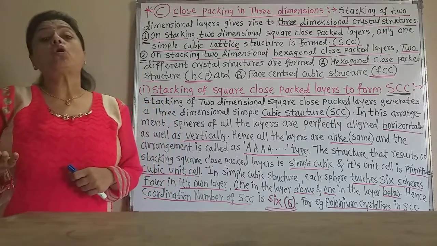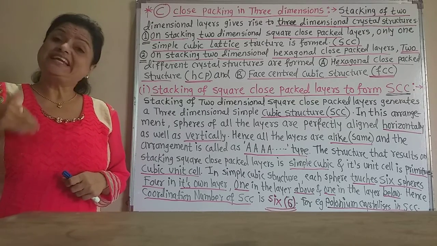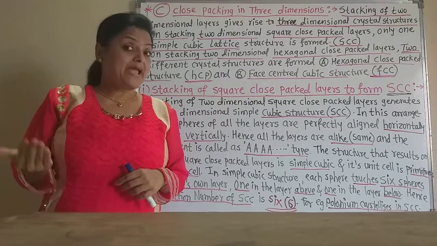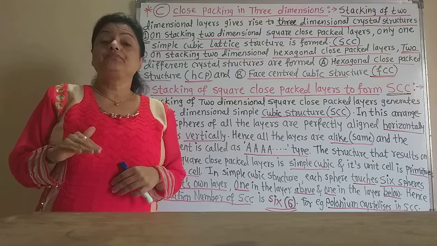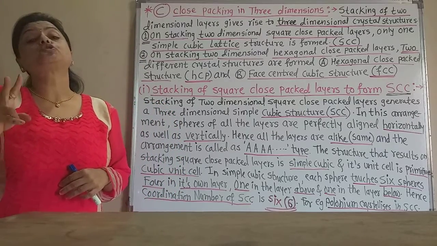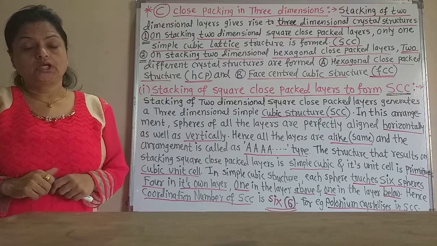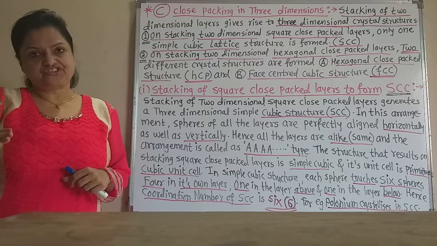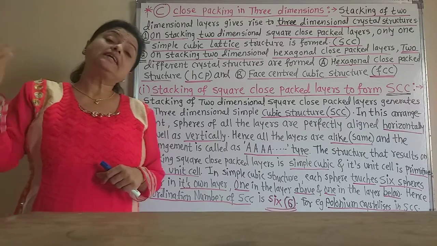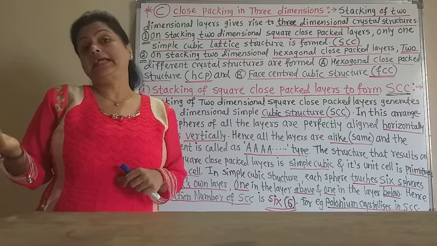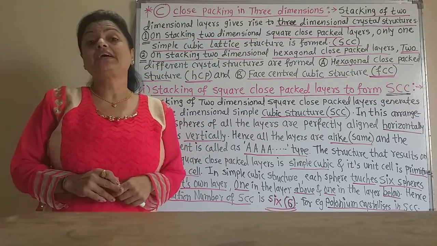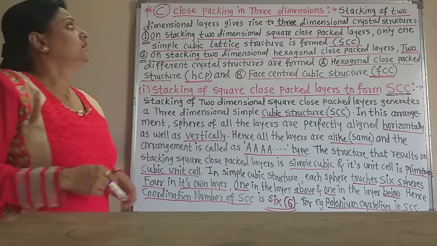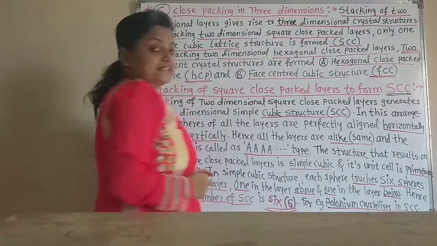But if we stack the two-dimensional hexagonal close packed structure, then two different types of crystals are formed. One is the hexagonal close packed structure, HCP, and another is the face centered cubic cell, FCC. Then how they are formed, let us learn now. So what is here? Close packing in 3 dimensions.